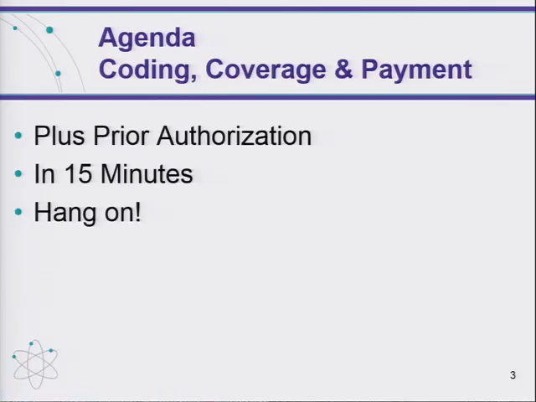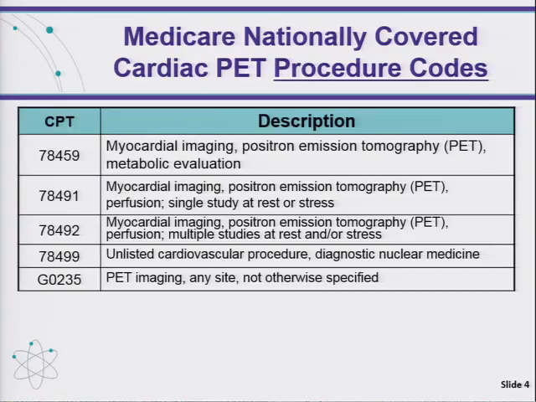So I'm responsible for covering coding, coverage, and payment, plus prior authorization in 15 minutes. So everybody hang on, here we go. Here are your procedure codes. The one thing that I would like you to take away from this is notice that I have an unlisted code up here. I also have a code that's a G code, G0235. G0235 is Medicare's way of having a way to track a procedure that's not covered. So that's tip number one.